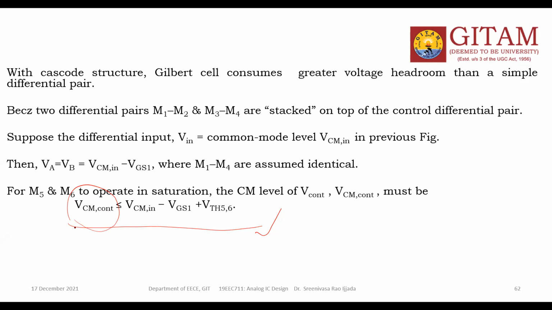Initially, whatever control voltage you apply to the M5 and M6 transistors should be less than or equal to the input voltage you are applying to both the differential pairs, minus VGS1, which I told you is the gate to source of the first transistor, or of the third or fourth transistor on this side, plus VTH of the bottom transistors. Clear?